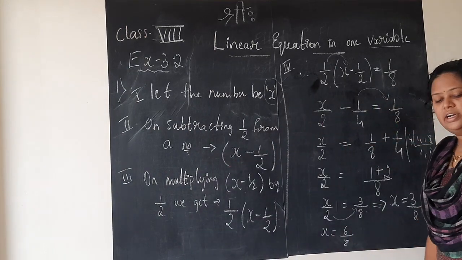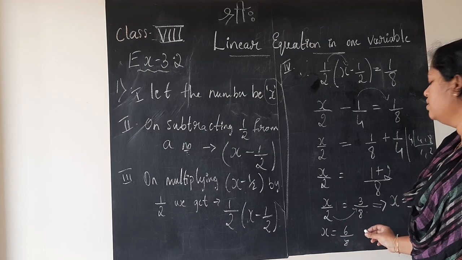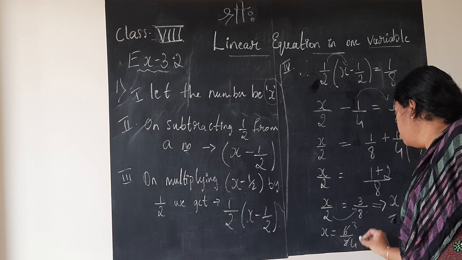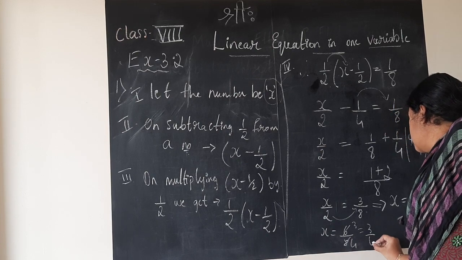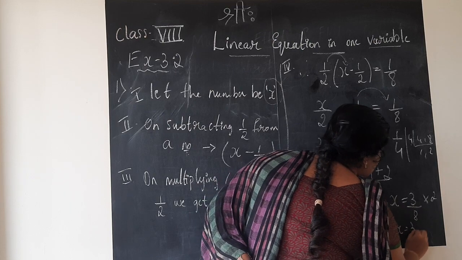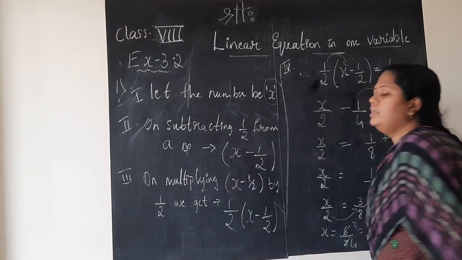X is 6 divided by 8. So 6 and 8, both the numbers will be divided by 2 table. 2 3s are 6, 2 4s are 8. What is X? 3 by 4. Therefore, we got X is equal to 3 by 4, children. X is 3 by 4.